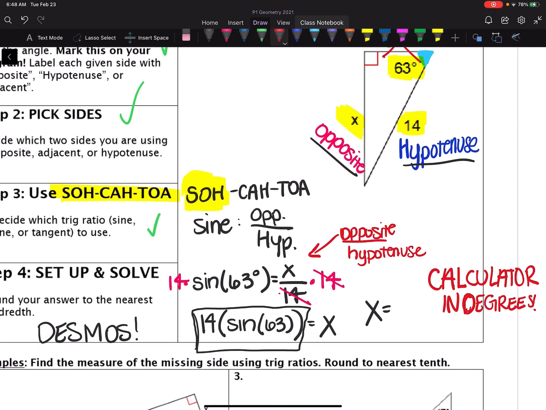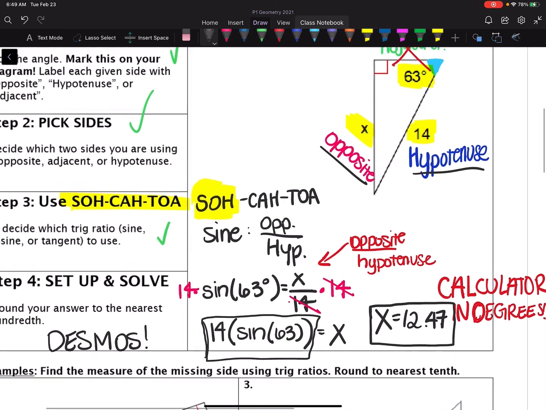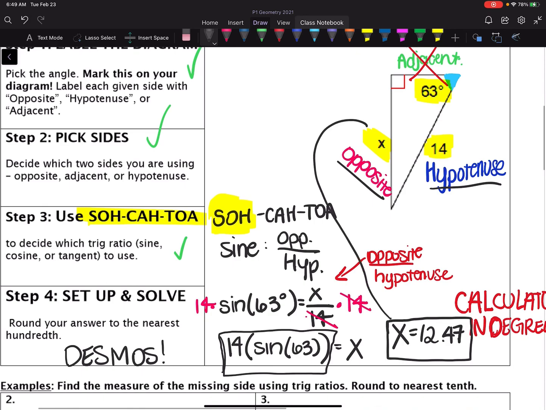When you type this into your calculator, 14 times the sine of 63, making sure that your calculator is in degrees, you should get that the side length is equal to 12.47. And we were asked to round this to the nearest hundredth, which is 2 decimal places. So I know that x, which is the side length that we were solving for, is 12.